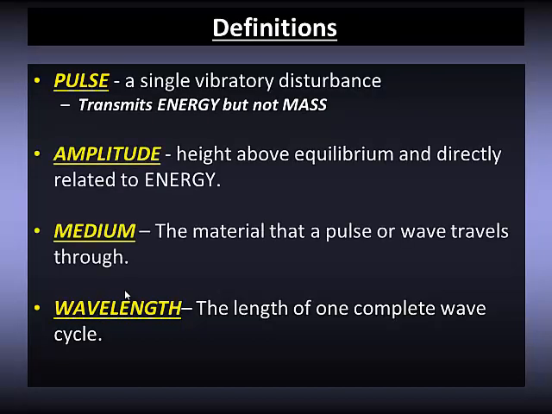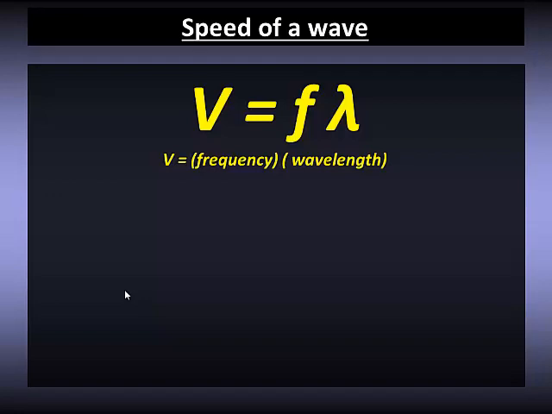Some more definitions. A pulse is a single vibratory disturbance. Amplitude is the height above equilibrium and directly relates to energy. Medium is the material that a wave travels through. The wavelength is the length of one complete wave. To get the speed of a wave, we use V equals F times lambda, where lambda is the Greek letter that we use for wavelength.